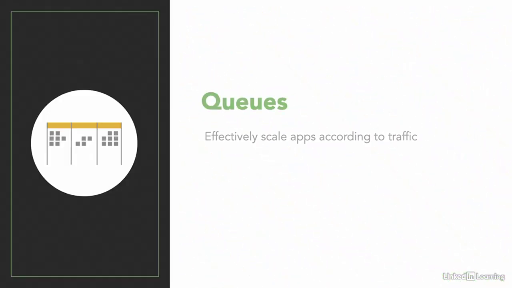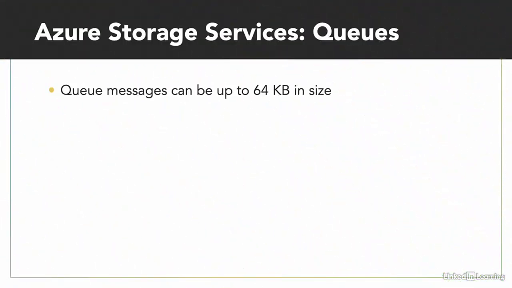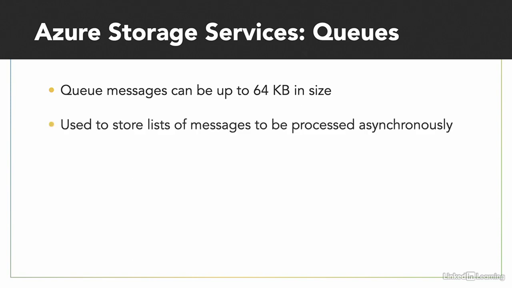The Azure Queue service is used to store and retrieve messages. Queue messages can be up to 64K in size, and the queue can contain millions of messages. Queues are generally used to store lists of messages to be processed asynchronously. Now you know the various types of Azure Storage services and how they are commonly used.